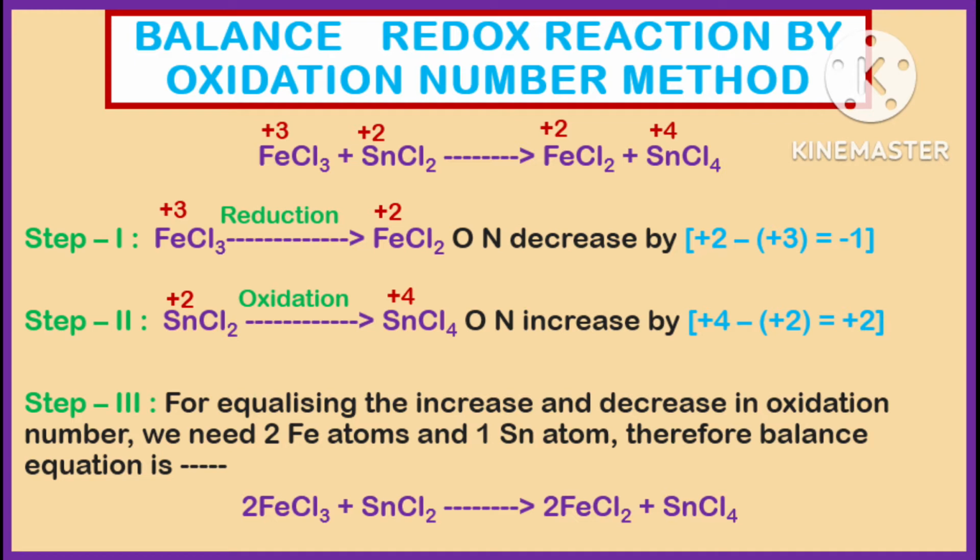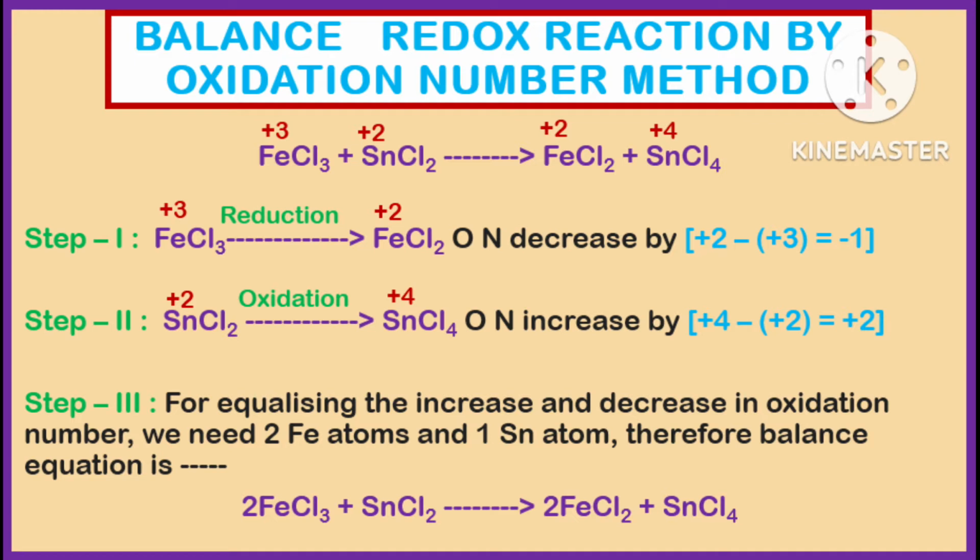Now I can say your balancing process is going to start. Step 1 is over. Now step 2: assign oxidation numbers for the chromium and sulfur.